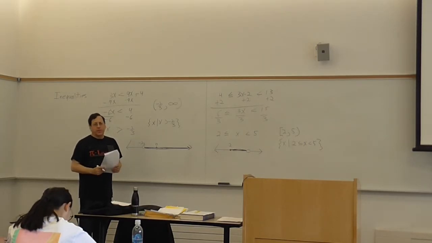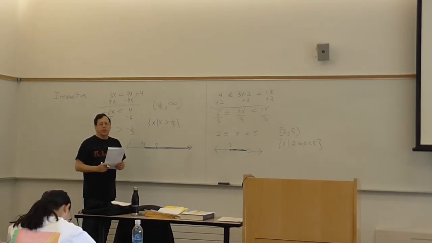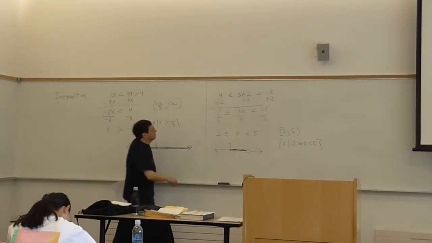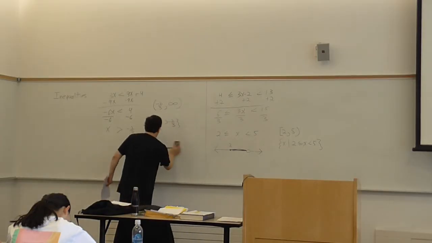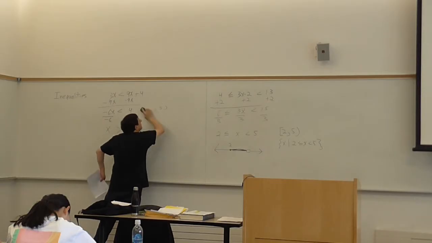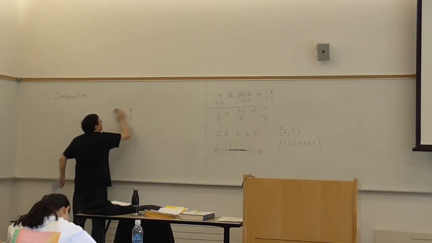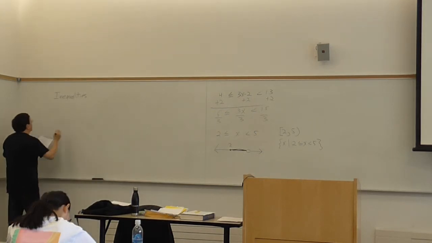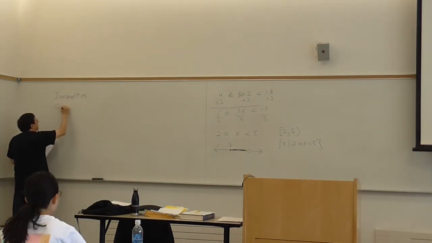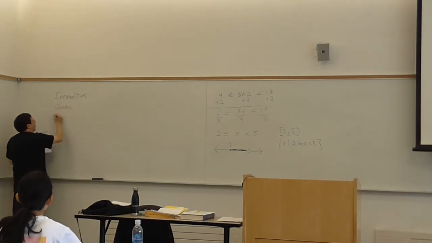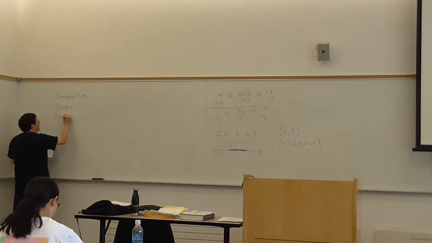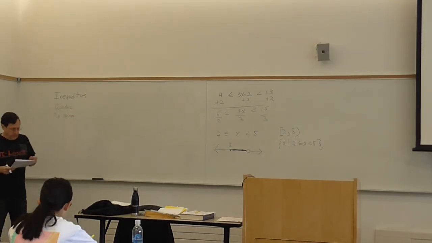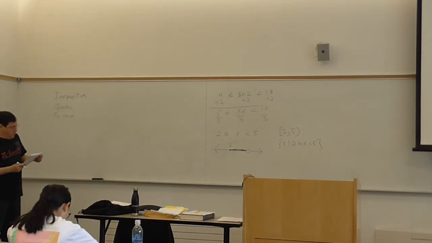Okay, that's the easy stuff. I'm going to do the hard stuff. What happens if you have an inequality that is quadratic or otherwise nonlinear? x cubed, x to the 4th. How do we deal with that?